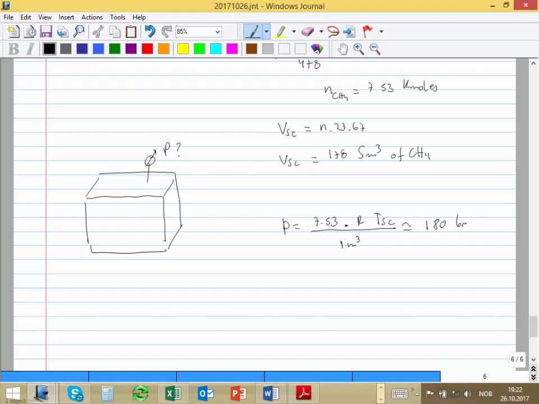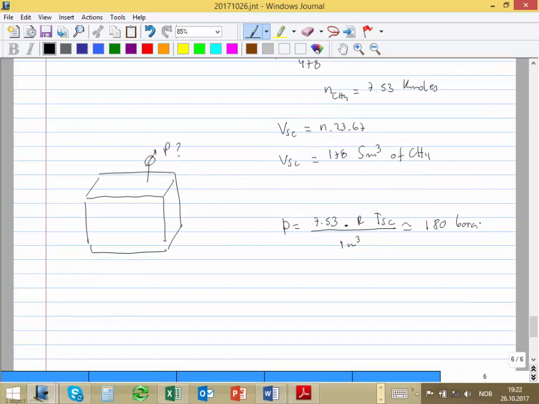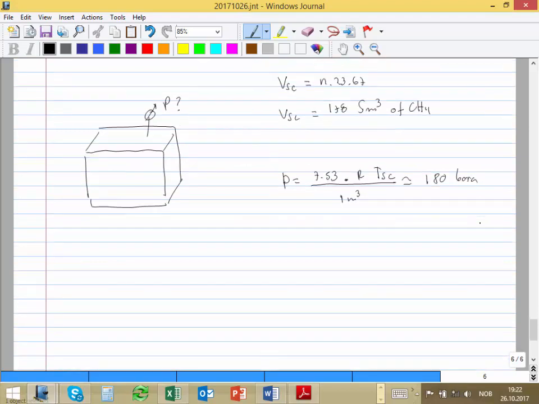180 bar. Huge. That means this block of 1 cubic meter has the same amount as a tank of 1 cubic meter at 180 bar. So that's what some people say. We have some guys at the university saying we can really use hydrates for transportation. It's a very efficient way to transport things. It's low pressure, it's just a solid, so I can even put it at atmospheric pressure. Even though it has a lot of water, the amount of methane it has inside is huge. That's just a very short example.